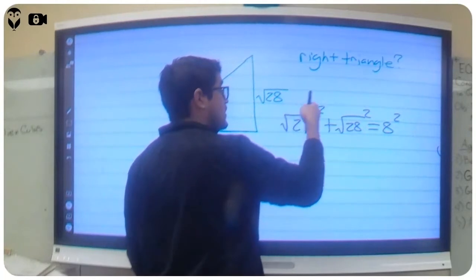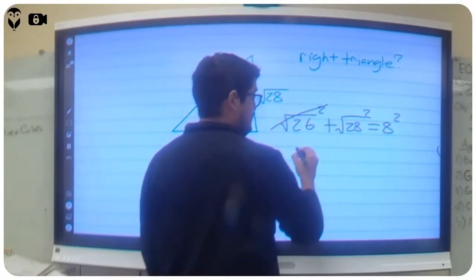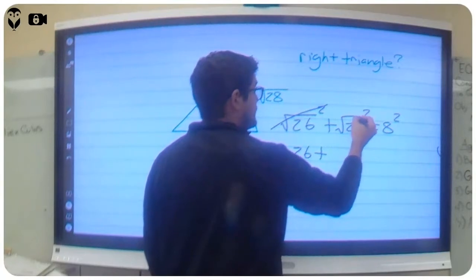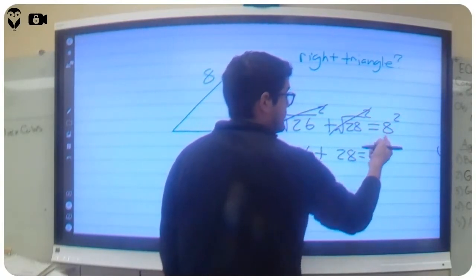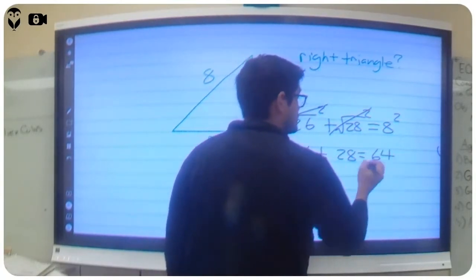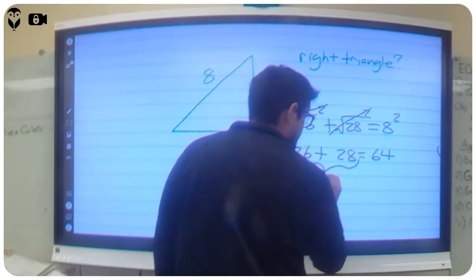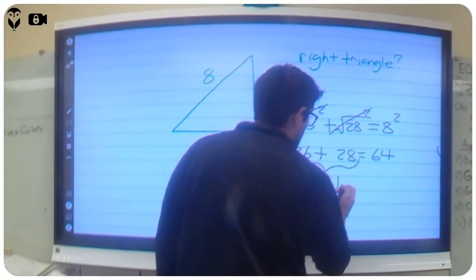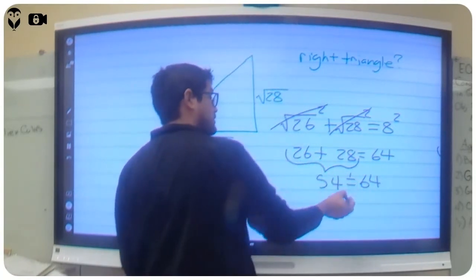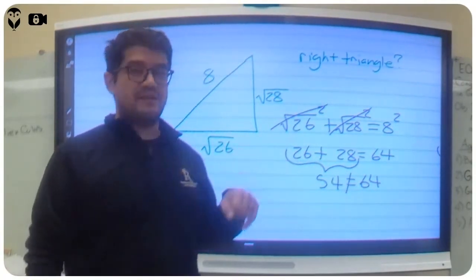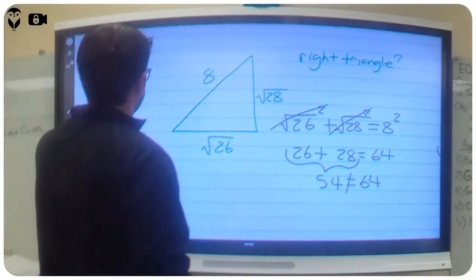Now, when you have a square root and a square, those are opposites of each other. So they just cancel each other out. So you're left with 26 here. Here, they cancel out again. So you're left with 28 here. And 8 times 8 is 64. You combine these, and you get 54. Does 54 equal 64? No. So again, don't get thrown off by the square roots. They're really, really simple. Okay?